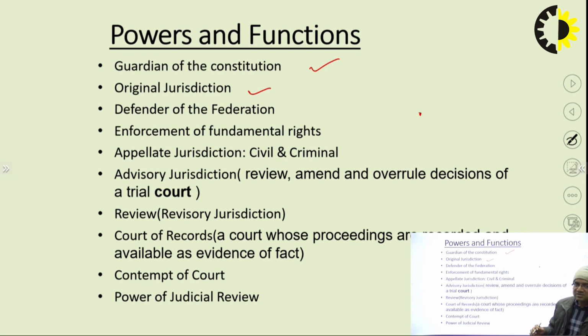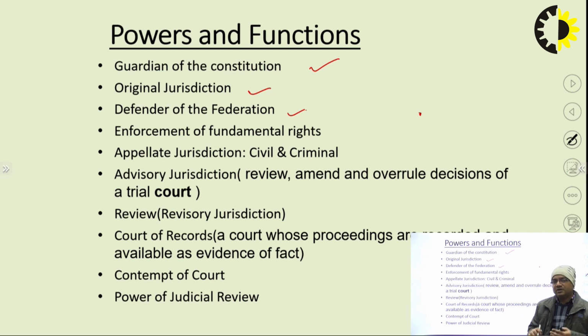So generally, if a case comes which is unique, and a similar kind of case hasn't taken place in the past, then whatever decision is given by the Supreme Court will act as original jurisdiction, and it will be recorded in court. Then next, it is the defender of the federation.